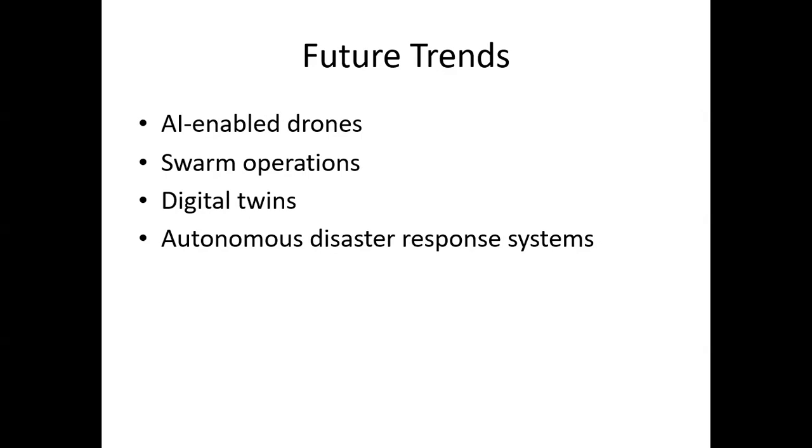AI-enabled drones will be capable of automatically identifying the hazards, detecting survivors, and analyzing the disaster impacts in real time. Swarm drone technology will enable multi-rotors to collaborate and cover extensive disaster areas simultaneously. Digital twin technology will create virtual replicas of disaster prone areas, enabling predictive simulations and risk assessments. Autonomous disaster response systems will reduce human intervention while increasing operational efficiency and response speed. These innovations will enhance the emergency management and significantly improve disaster resilience worldwide.